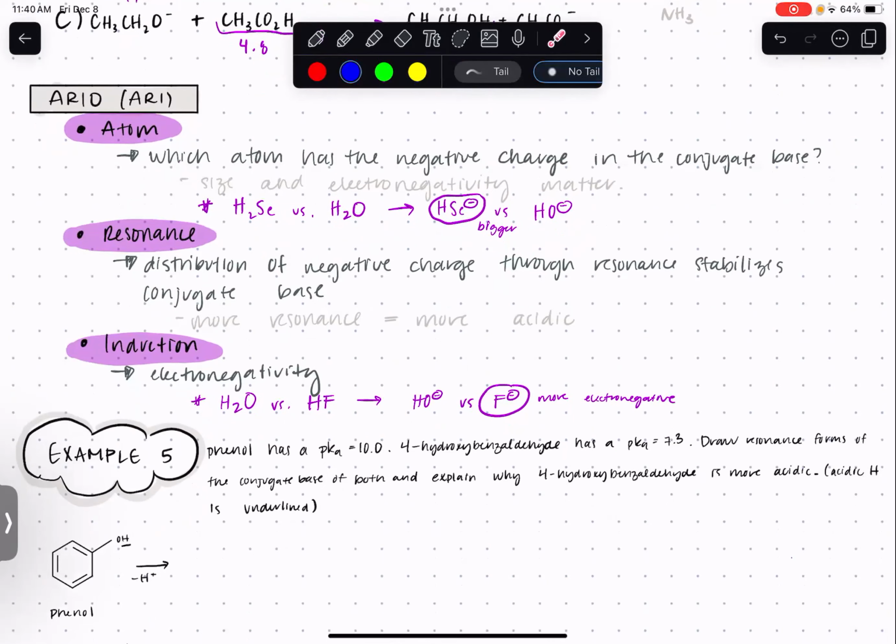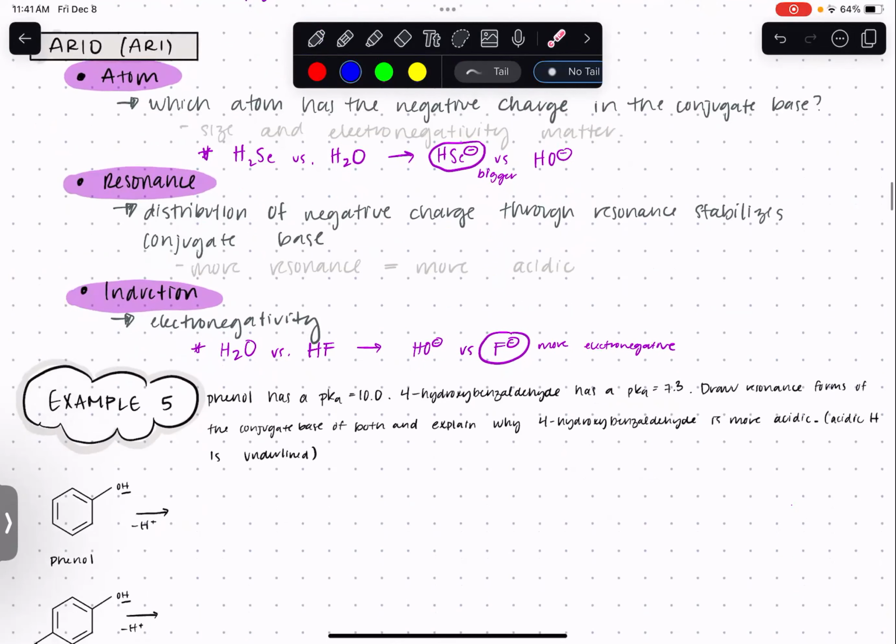With resonance, it's just distribution of our negative charge through resonance stabilizes our conjugate base. So more resonance structures equals more acidic because our conjugate base would be more stable. So that acid is more likely to give away its hydrogen.